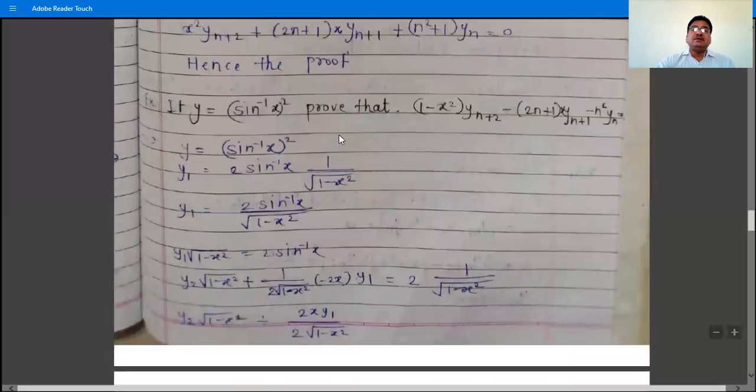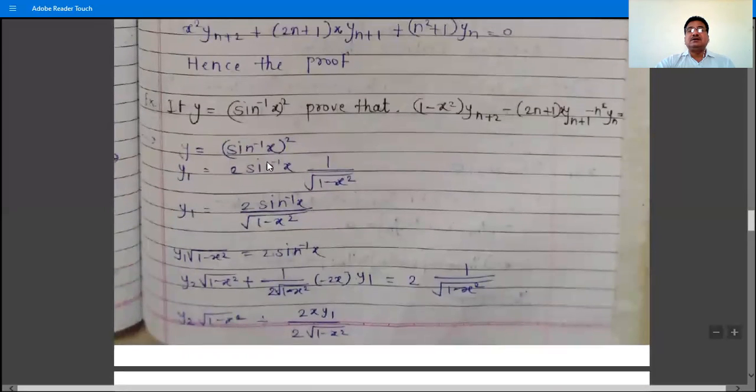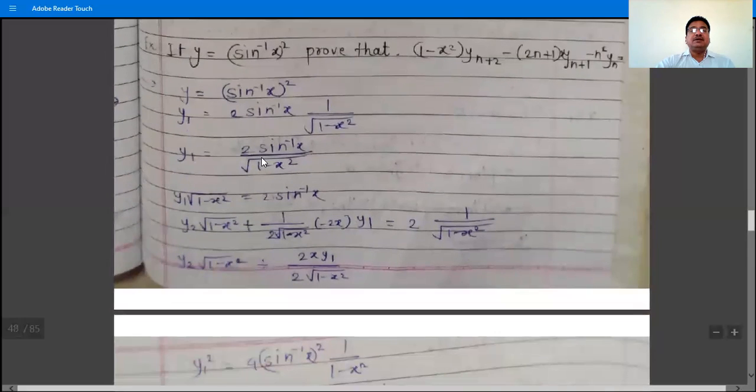So next theorem, y is sine inverse x bracket square, then we have to prove this. So already this example is described in the previous lecture, but we take again repetition of this example. So we have to prove this, and yn plus 2 means the n plus 2 order derivative. So highest derivative is of n plus 2 order. So I have to differentiate this y 2 times. That is, we have to find y1 and y2, and then we have to apply the Leibniz theorem.